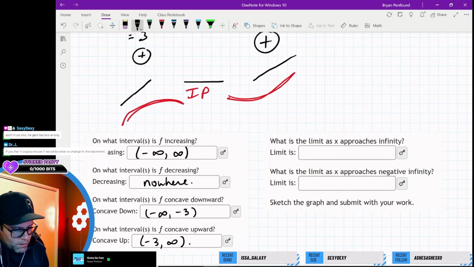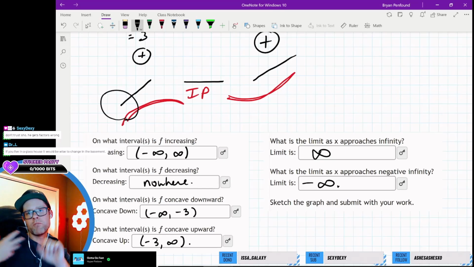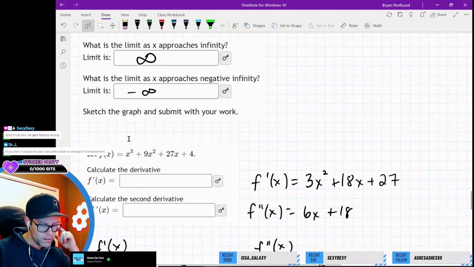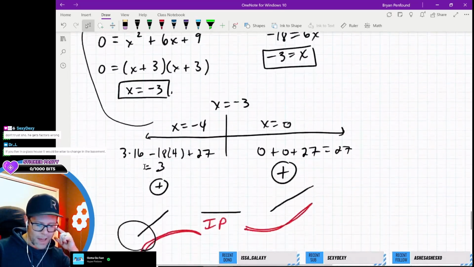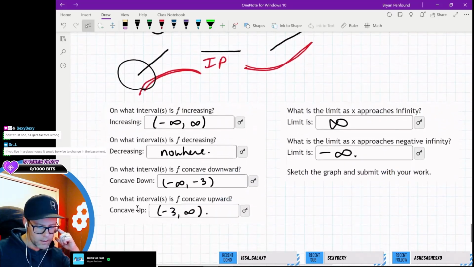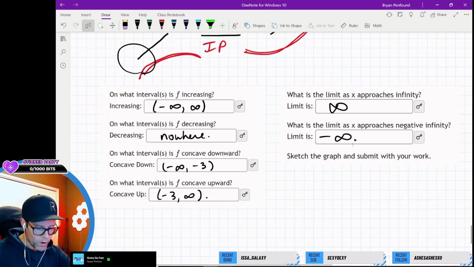What's happening as x approaches infinity? Our limit's positive infinity. And as we approach negative infinity, which will be over here, negative infinity again. So that action just comes from being able to look at your leading term in your cubic. Because the coefficient of the x cubed is positive, I know exactly what this cubic function's behavior is going to look like in the long run. So that should be good there, and that should finish up 12.4.